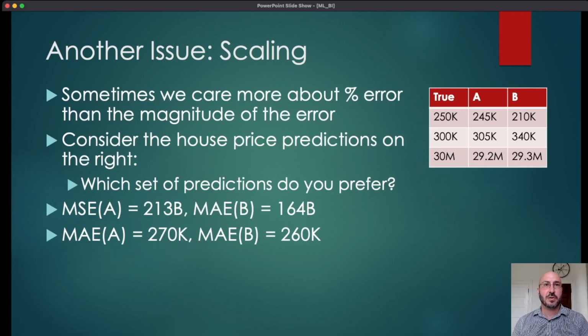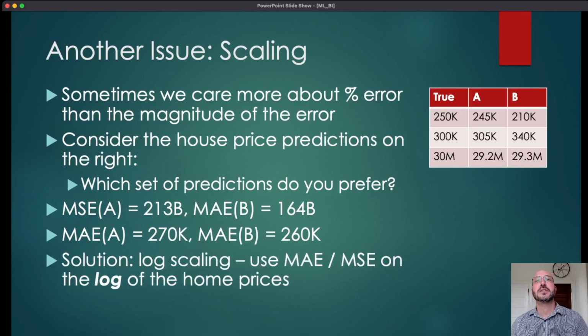So what's the solution, though, if neither mean squared error nor mean absolute error helps us here? The solution is to use log scaling. If you take the log of the house prices, this is then equivalent to essentially saying the percentage error. The log changes your absolute error into a percentage error.